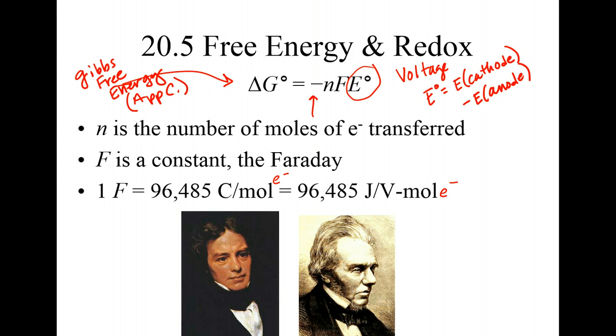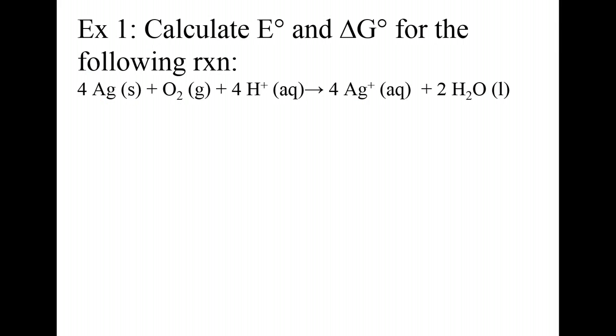Anyway, let's take a look at example number 1. On your handout of lecture examples for sections 20.5 to 20.6, example 1 says calculate E cell, or E standard, and delta G standard for the following reaction. And we're going to want to focus on that new equation, delta G standard equals negative n Faraday's E standard. And by the way, the Faraday's is sometimes written as a script capital F, so if you see that, that's what that's about.